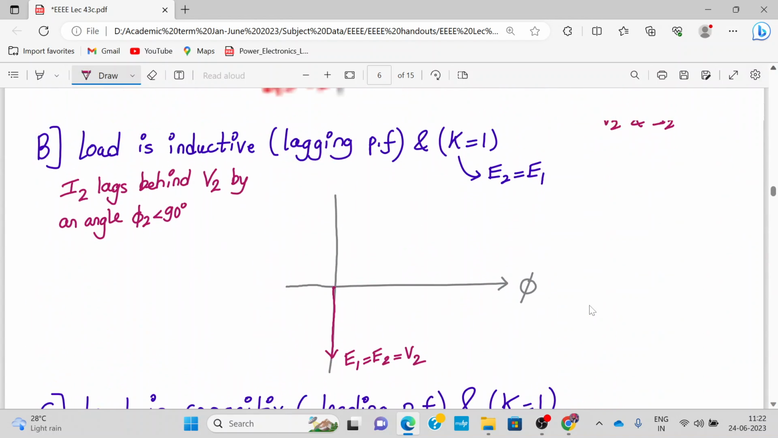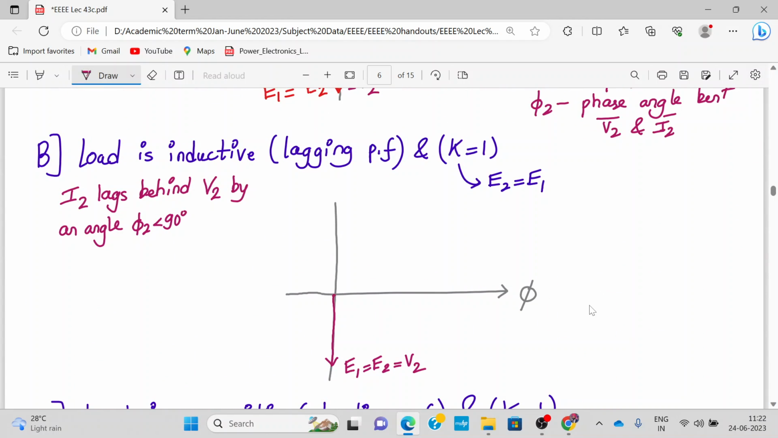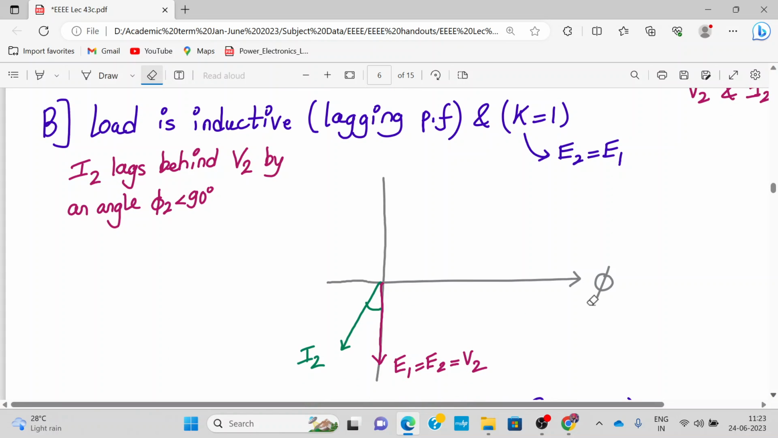Okay, so we have drawn this, and now how do we draw I2? Where should we draw I2? Yes, correct. I2 lags behind V2, so it will come somewhere around here, less than 90 degrees, let's say. So this is my I2, and this phase angle is phi 2. Let me expand it and show it to you. Yeah, this phase angle is phi 2. Now the above one is simpler.